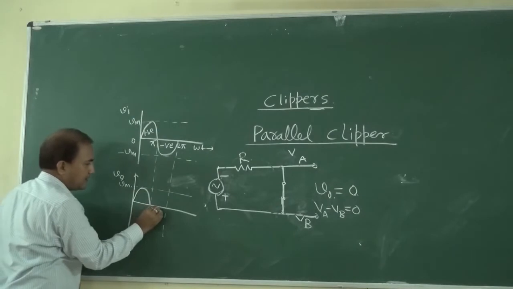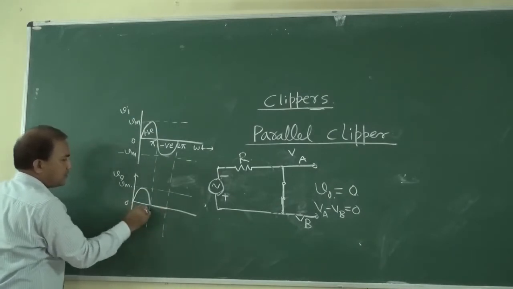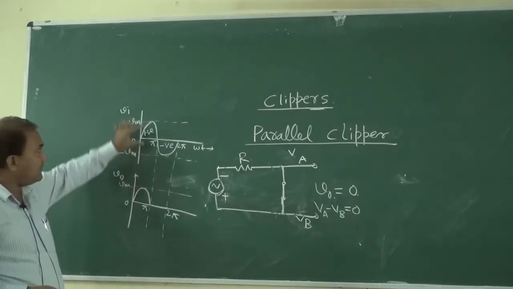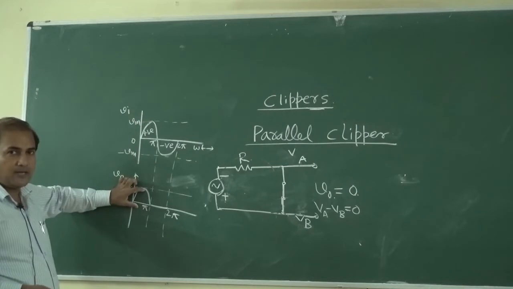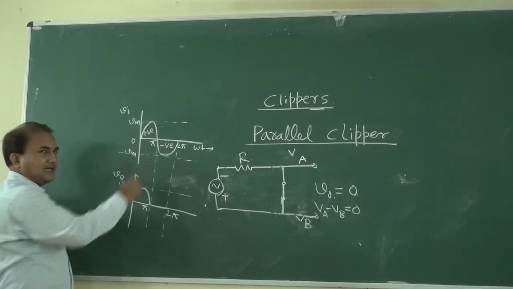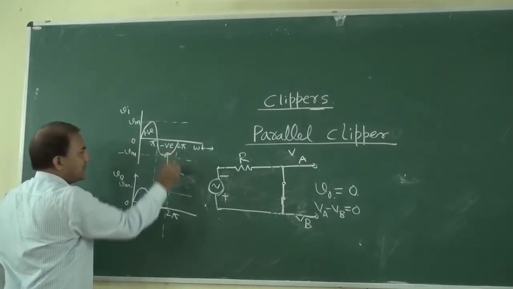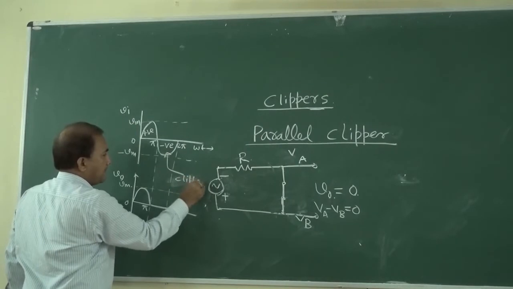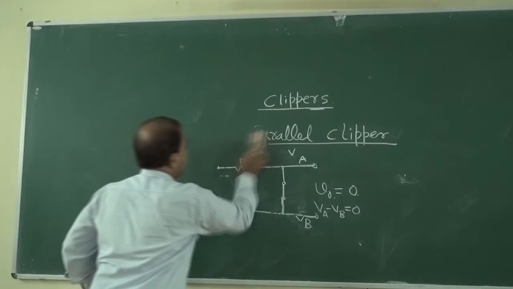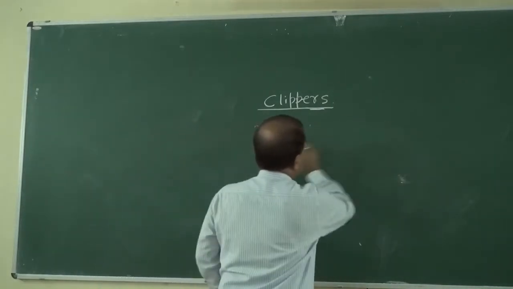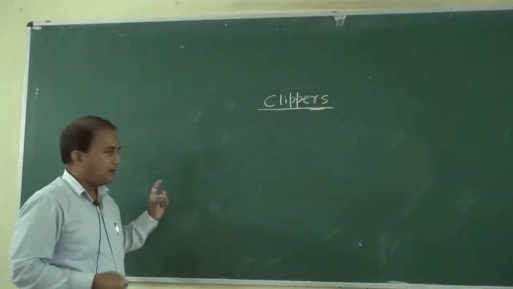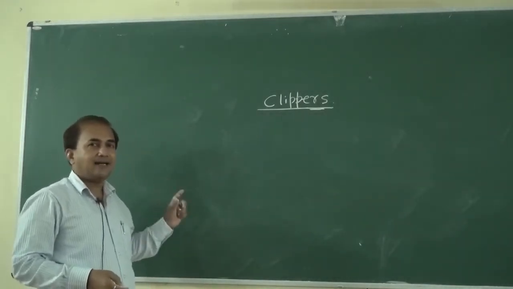So we are saying that this is 0 to pi, and this is 2 pi. From 0 to pi it is the same waveform. Input and output waveforms are the same, but from pi to 2 pi this negative part is clipped. So this part is clipped. So we have seen series clippers and parallel clippers.